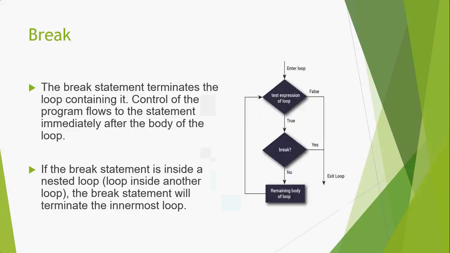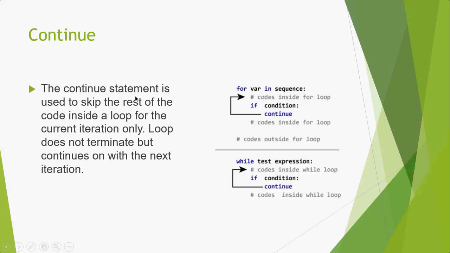Going forward with continue, similar to break, there is something called continue. The continue statement is used to skip the rest of the code inside a loop for the current iteration only. For example, for var in a sequence, if there is a condition, you would just continue. You don't do any operation, it just continues with whatever code is given inside the if condition. So the loop does not terminate like it does with break. There'll be scenarios where even if that condition is met, we want that particular loop to continue. In those scenarios we give continue.